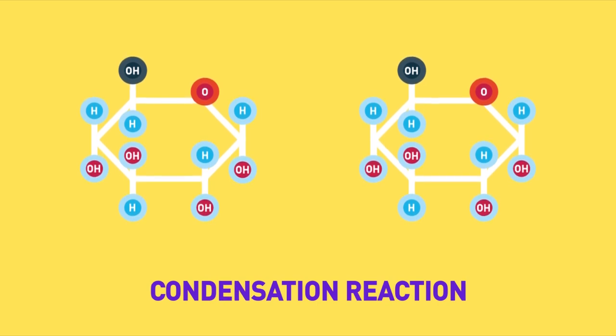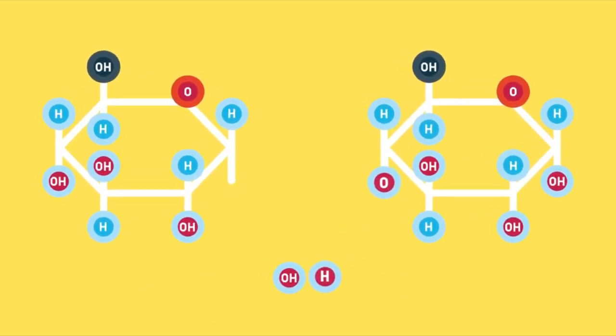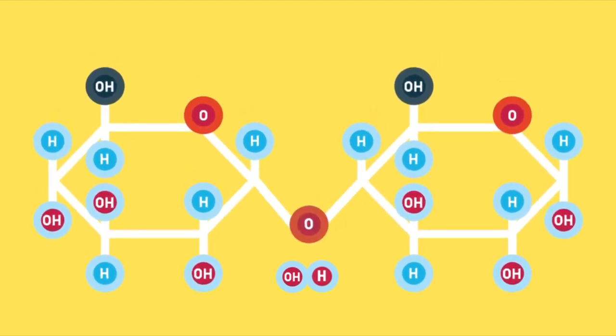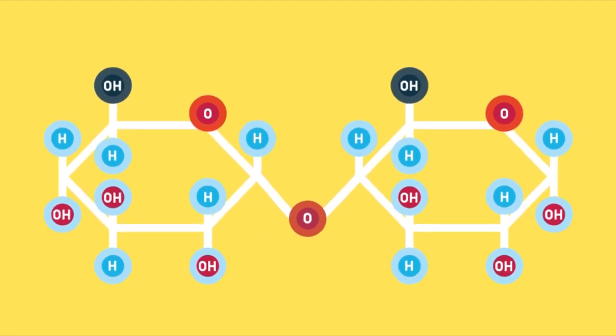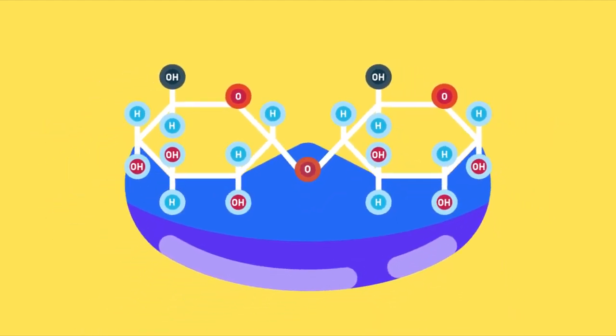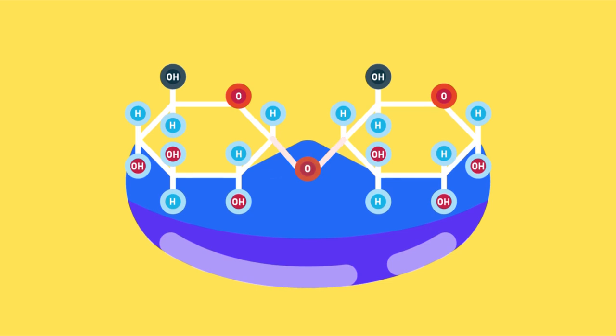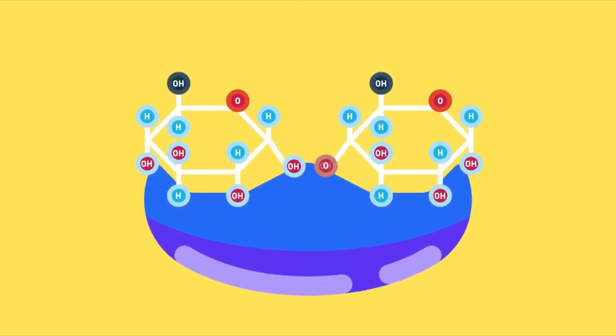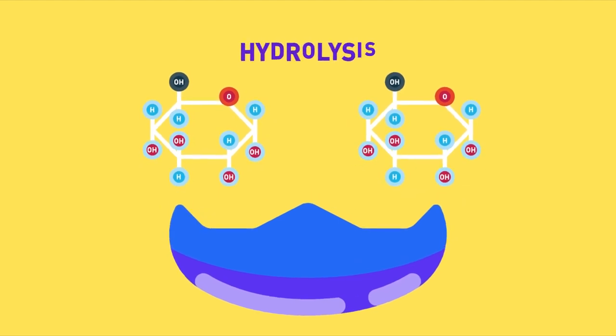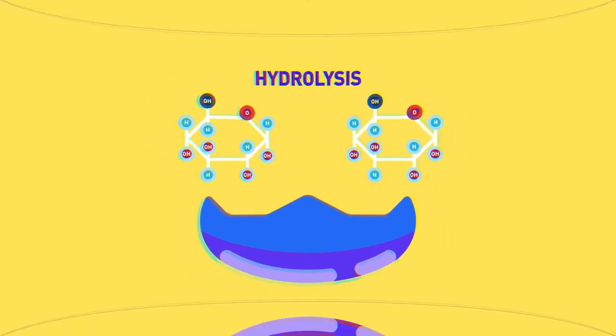Condensation is a chemical reaction whereby two simple molecules are joined together to form a larger molecule with the removal of one molecule of water. On the other hand, when a disaccharide is treated with a suitable enzyme, it breaks down to form monosaccharides. In this reaction, water is added, and thus the reaction is called hydrolysis or hydrolytic reaction.